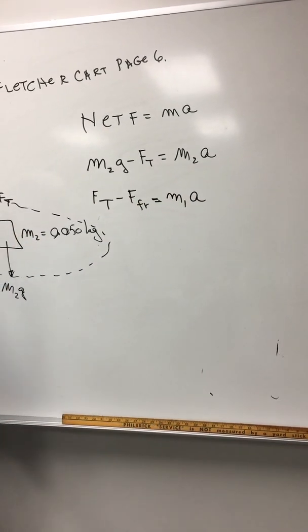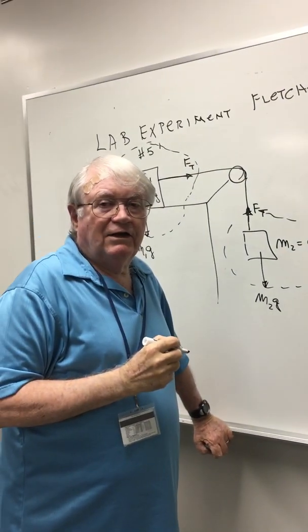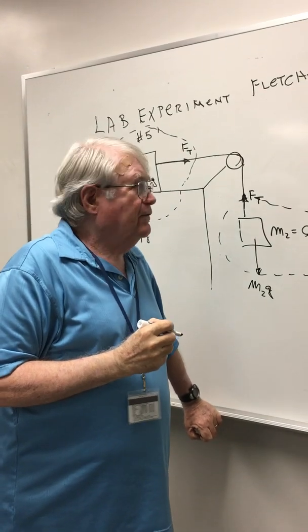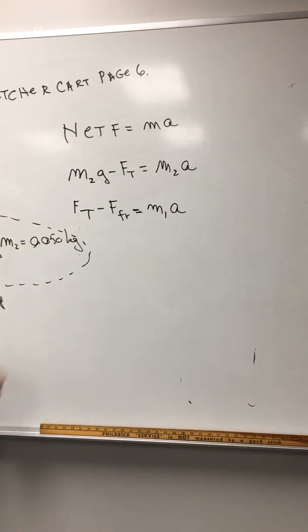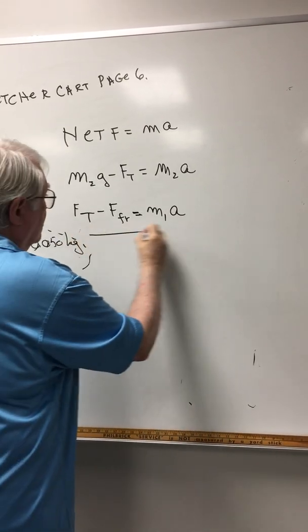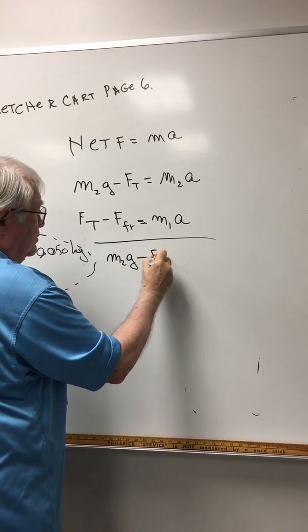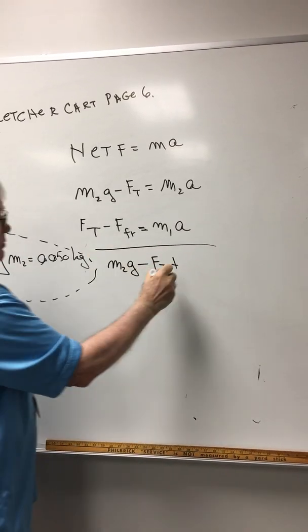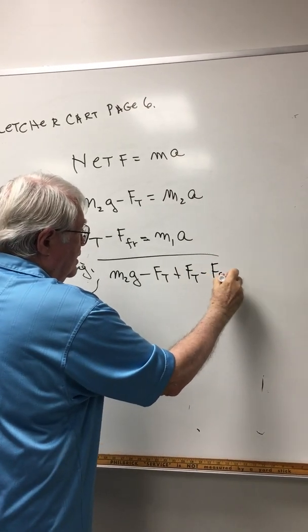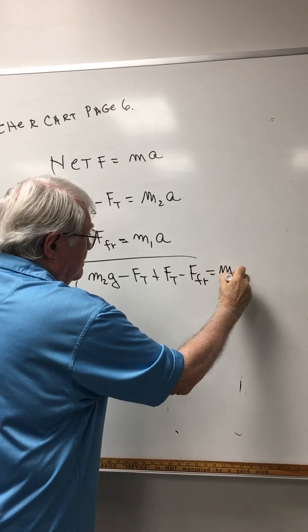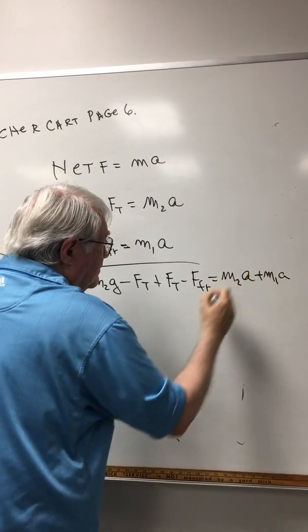Now in our first lab experiment, we dealt with adding and subtracting algebra. We have two simultaneous equations here, and we can add these two equations together. When I do that, I'm going to end up with m2g minus F sub t, plus F sub t, minus the frictional force, and that's equal to m2a plus m1a.